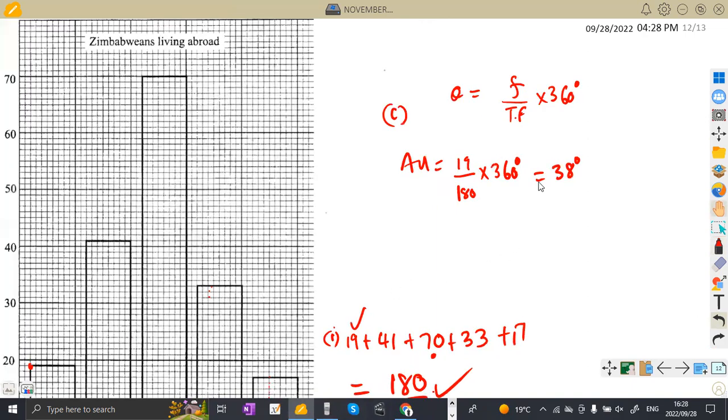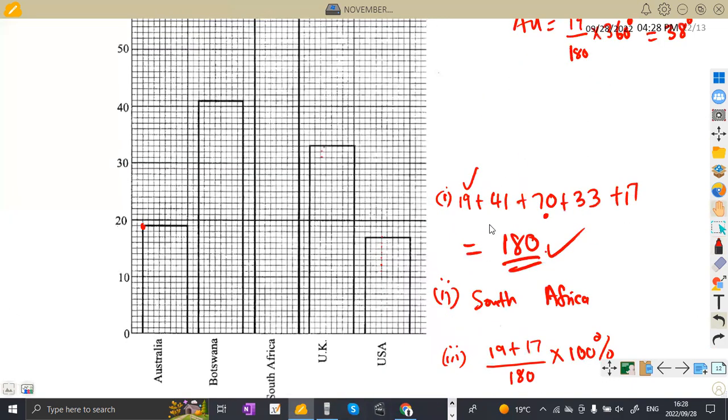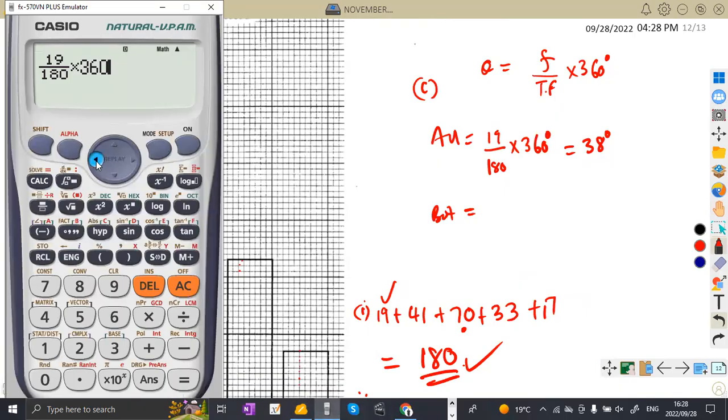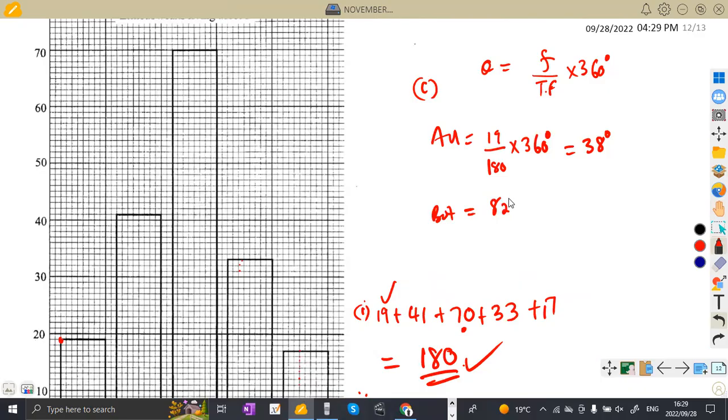You move on to the other one, which is Botswana. How many are they? They are 41. So we've got Botswana here, which is 41 over this one. So guys, we do the same for Botswana, 41. Let us just substitute 41 here. So it is going to be 82 degrees. So this is 82 degrees.